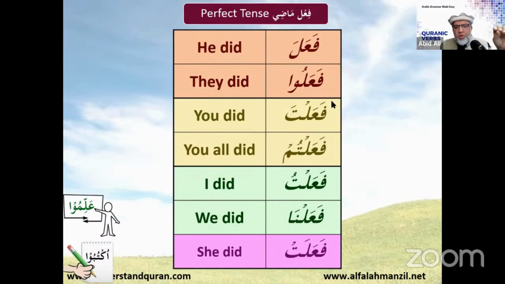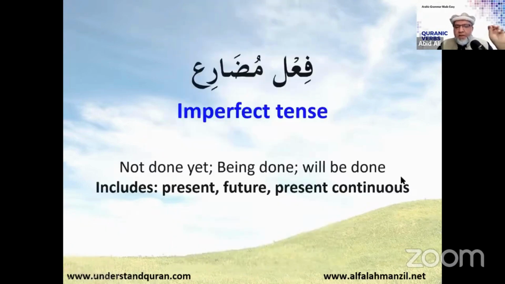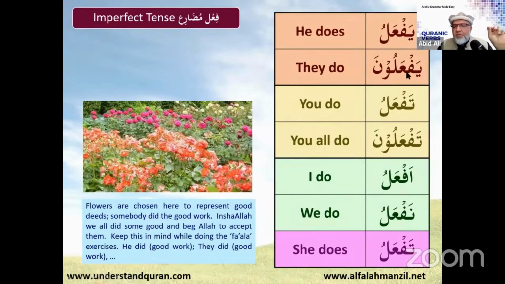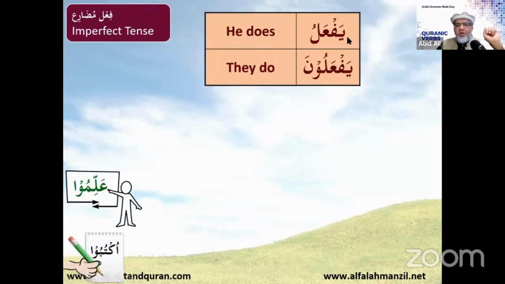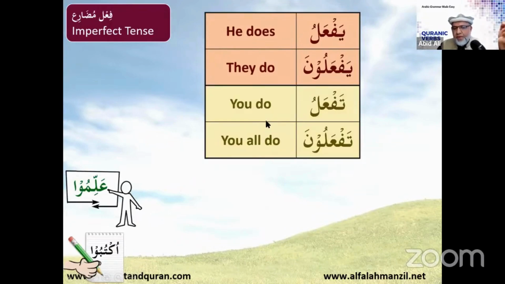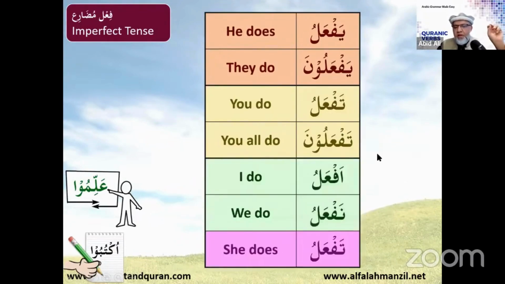So which one is used in the Quran is shown: fa'ala, fa'alu, fa'alta, fa'altum, fa'altu, fa'alna. And for the feminine, we only looked at fa'alat. Then in today's class, meaning the mudare, we look at yaf'alu, yaf'aluna, taf'alu, taf'aluna, af'alu, naf'alu. And for the female, what did we learn? Taf'alu. So yaf'alu, he does. Yaf'aluna, they do, and also they will do, right? Taf'alu, taf'aluna, af'alu, naf'alu, and hiya taf'alu.